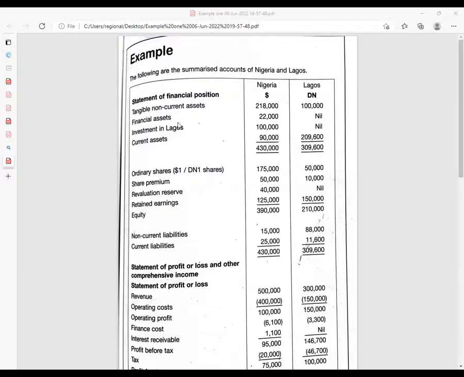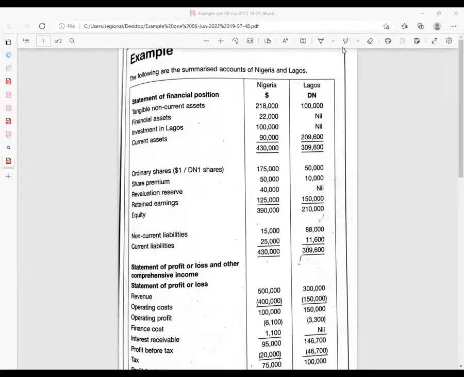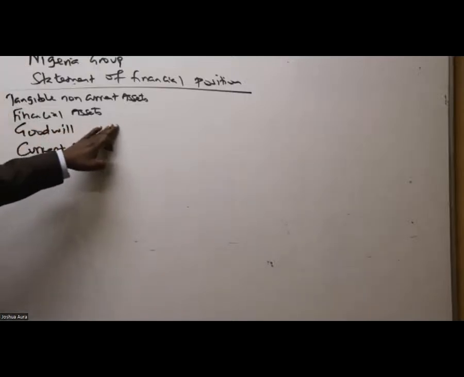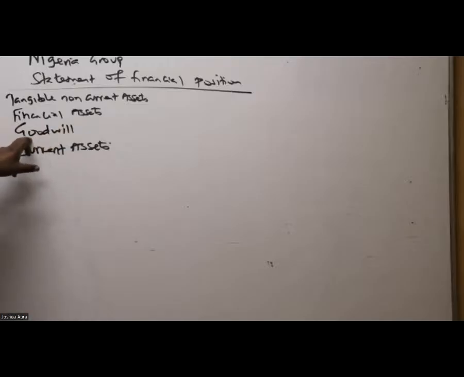And then now we have what we call the current assets. Now, after that, let me first of all allow you to copy whatever we have here. I'm simply copying everything. Apart from investment in Lagos that I've replaced with goodwill, everything else remains the same. I'm copying everything the way it is. All right.